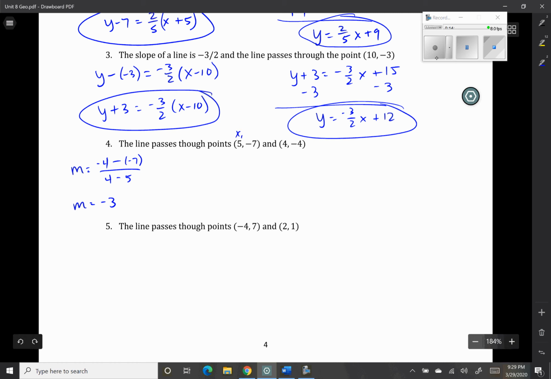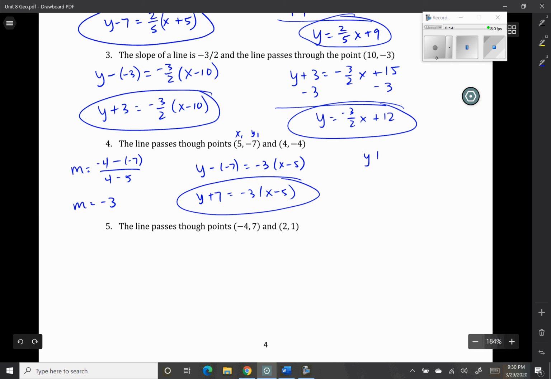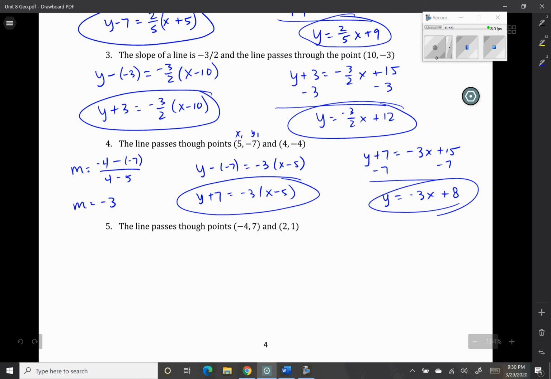Doesn't matter which one. So I'll pick this first one. So I'll say y minus that y value is equal to the slope, negative 3, times x minus that x value. If you chose 4 and negative 4, it's going to give you the same answer. It's just going to look a little different. Double negative, let's clean that up. So we get a plus 7. There's your equation in this new form. If you put it in the other form, we would start by distributing and then move the 7 to the other side, and we'd get y equals negative 3x plus whatever that comes out to be, 8. There you go. All right, so pause the video and try number 5.